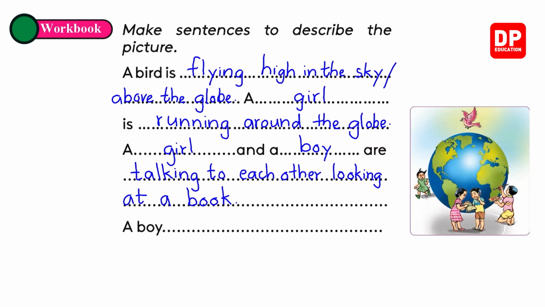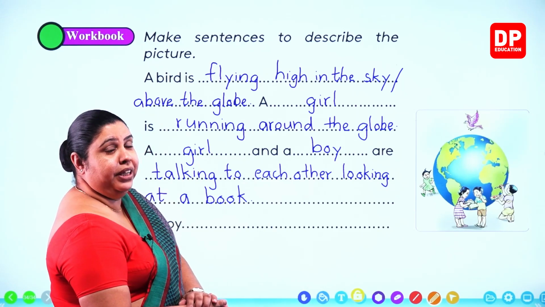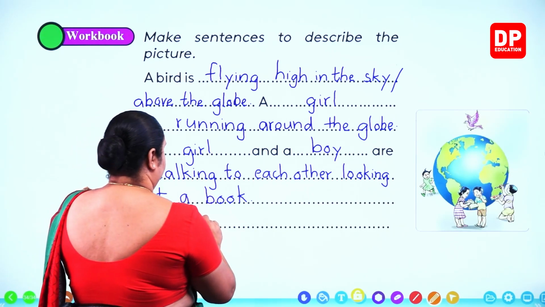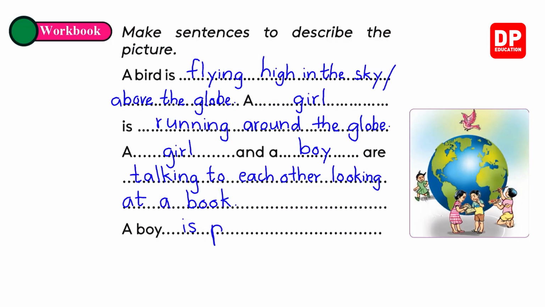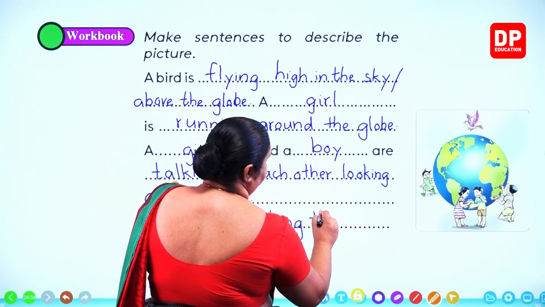Right? Then the last sentence. A boy. What is that boy doing? A boy is painting. Now we have used almost all the words that we had in our book. A boy is painting the globe.